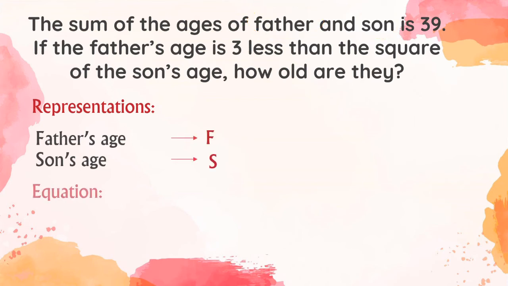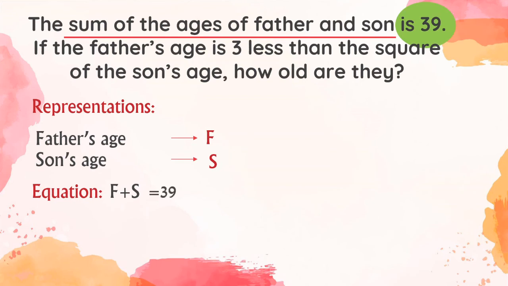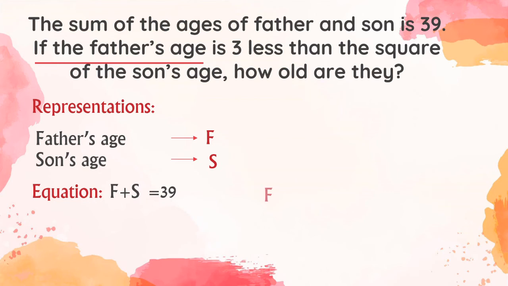Next, set up an equation. Ang sabi po, the sum of the ages of father and son is 39. Sum, it means the operation is addition. Kaya F plus S equals 39. Then, for the substitution step, remember na sinabi rin sa problem na father's age is 3 less than the square of the son's age. So, yung F natin ay mas mababa ng 3 sa square ng son's age. Kaya F equals S squared minus 3.